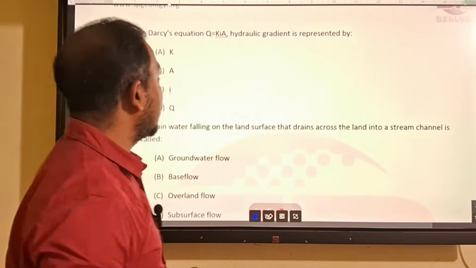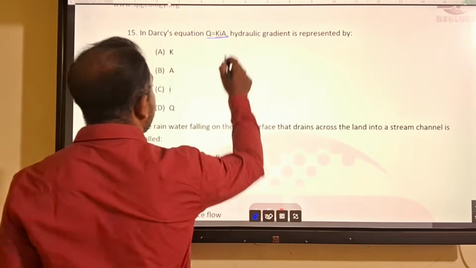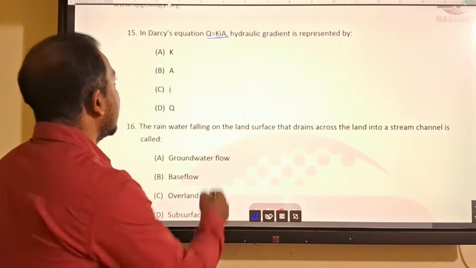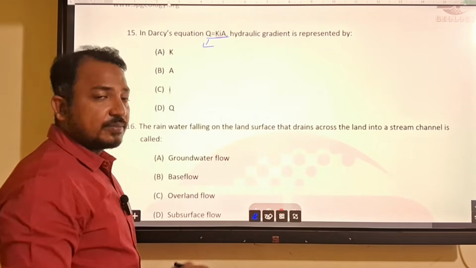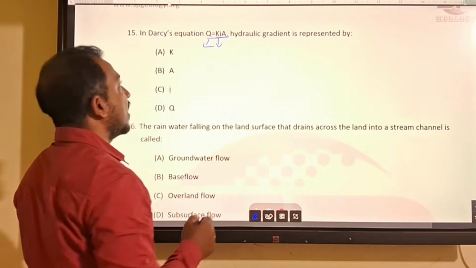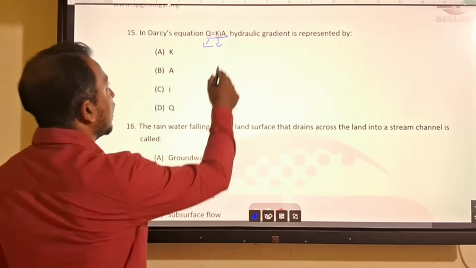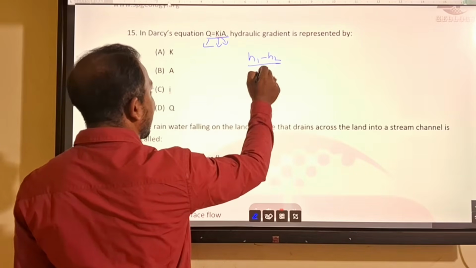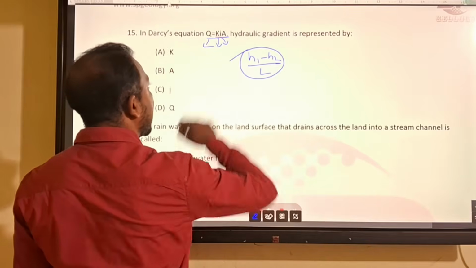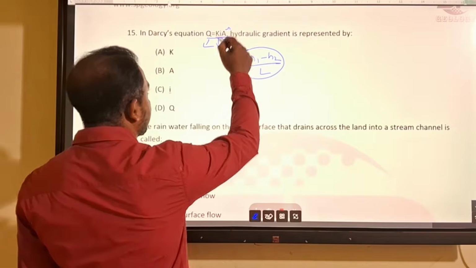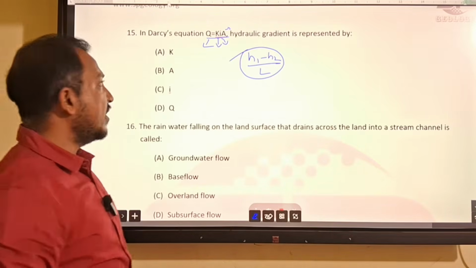Then the Darcy equation states Q equals K I A. Where is hydraulic gradient represented by? Q is the discharge, the amount of discharge. K is the hydraulic conductivity, and I is the hydraulic gradient, which is (H1 minus H2) by L. This is called the hydraulic gradient. And A is the cross-sectional area of the aquifer.